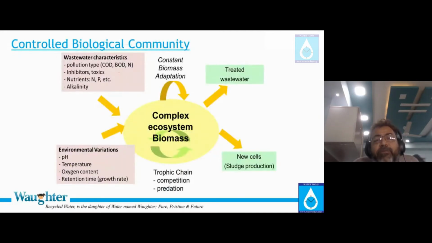So controlling the biological community with respect to wastewater characteristics which are coming in, what is going out, new cell production and removal called sludge production, taking care of the environmental variation like pH, temperature, oxygen, retention time, etc. And a whole lot of trophic chain competition and predation. Competition means I am young, I'm close to the inlet, I will take the food first. That is called competition, right?